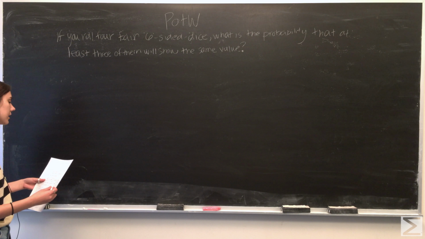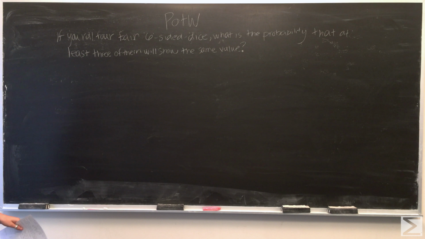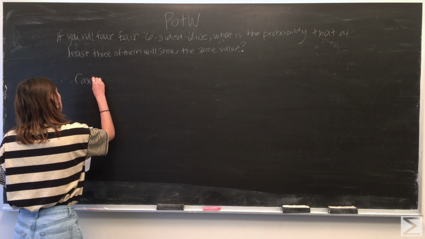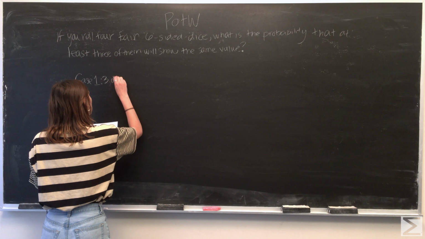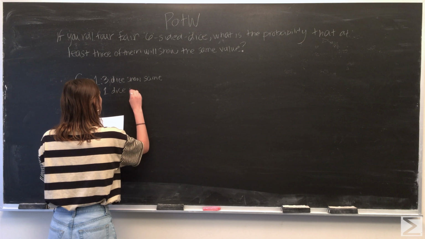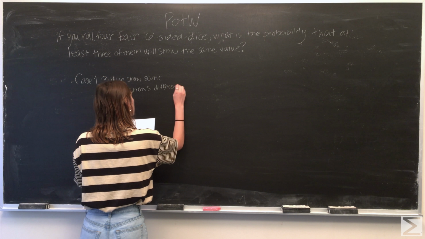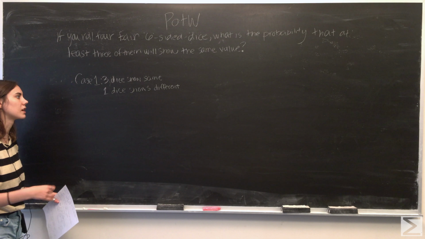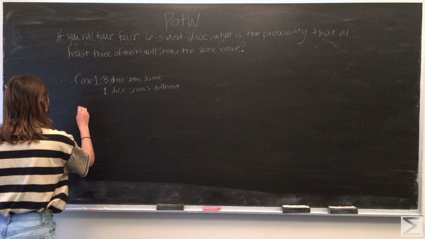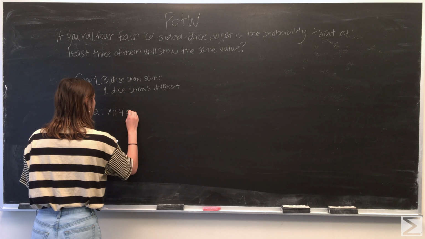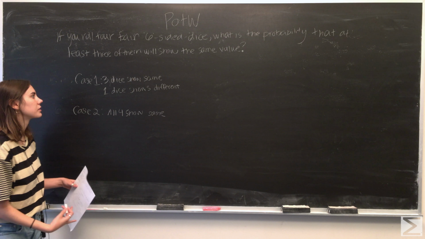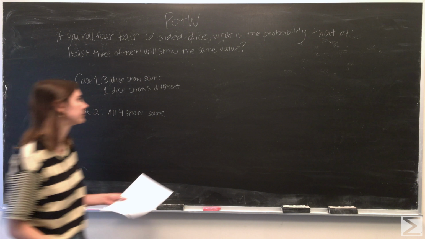Because this question asks for at least 3 of them, basically what we want to do is break this up into 2 cases. Case 1 is that 3 dice show the same number and 1 dice shows a different number. And case 2, that all 4 dice show the same number. So what we're going to do is first solve for case 1.